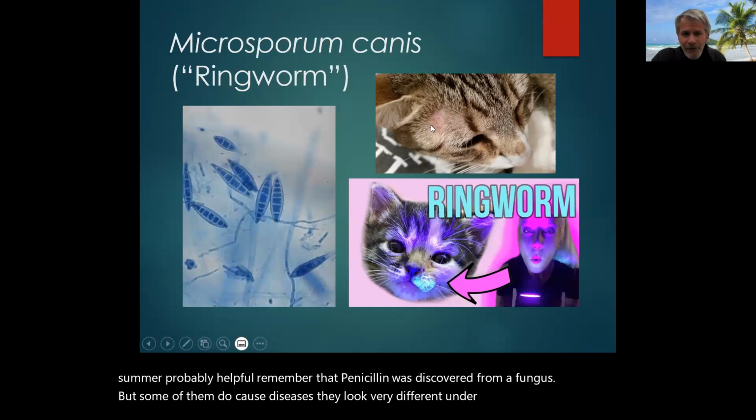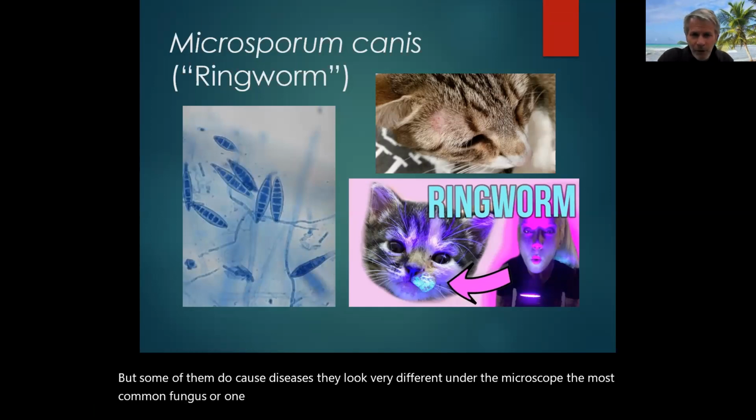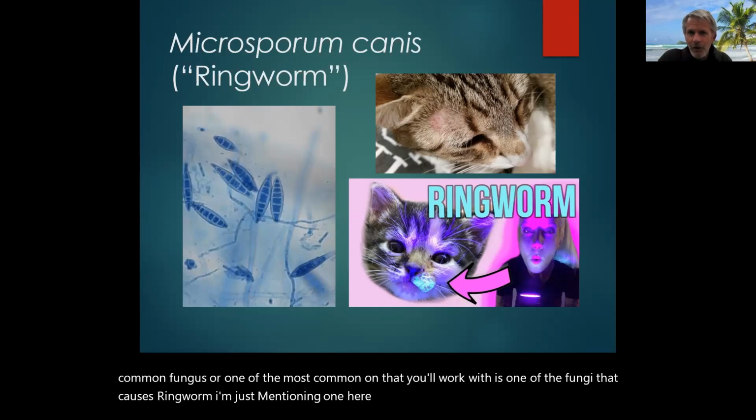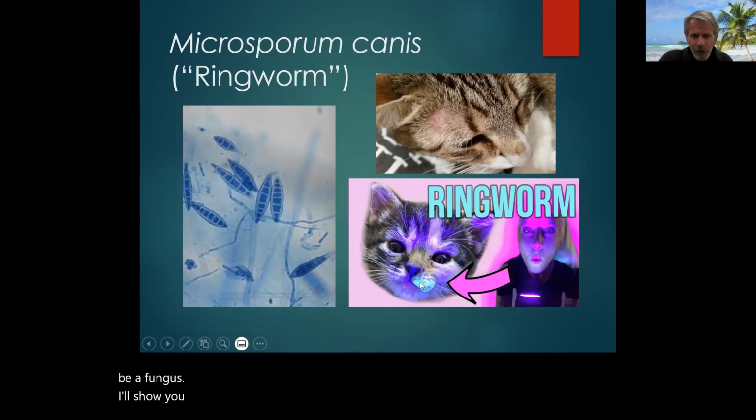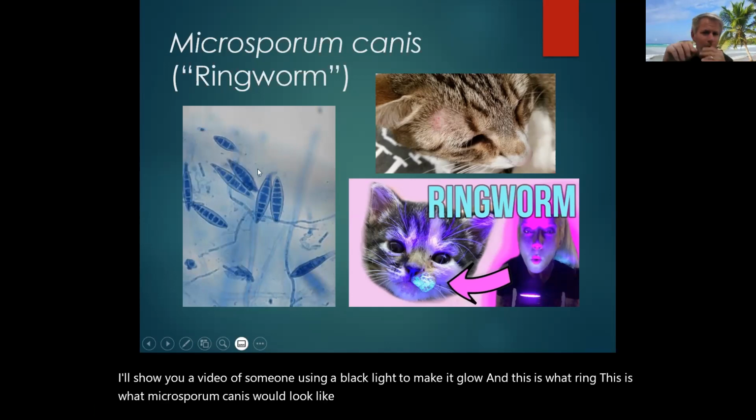The most common fungus, or one of the most common that you'll work with, is one of the fungi that causes ringworm. I'm just mentioning one here, Microsporum canis, but there are others. Again, this little cat has that little bald spot on his head. It may look like nothing, but it could actually be a fungus. And I'll show you a video of someone using the black light to make it glow. And this is what Microsporum canis would look like. This kind of weird, almost like a plant. Well, it is like a plant.